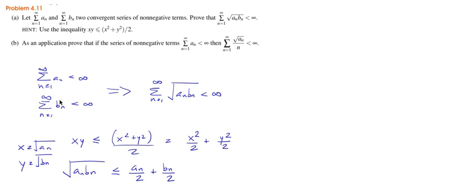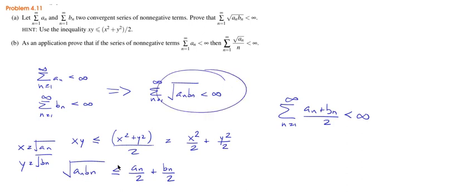Both series converge, right? So if we know that both of these converge, we can sum them. So the sum of (a_n plus b_n) over 2 will also be convergent, okay? So this series is convergent. The general term of this series is greater or equal than this term for every n. So that means that this series is convergent, which is what we wanted to prove, okay?